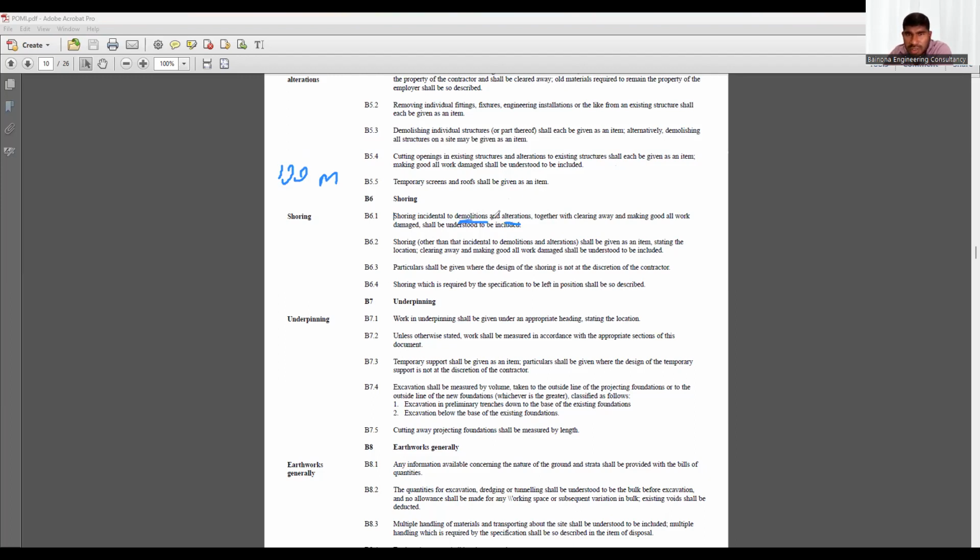So the demolition cost of that and the alteration cost, together with clearing away and making good all the site and the damages, is understood as included. So all these things in the shoring should be included in the shoring price. Also, this should be included: shoring shall be given as an item, stating the location, clearing away, and making good of the work.